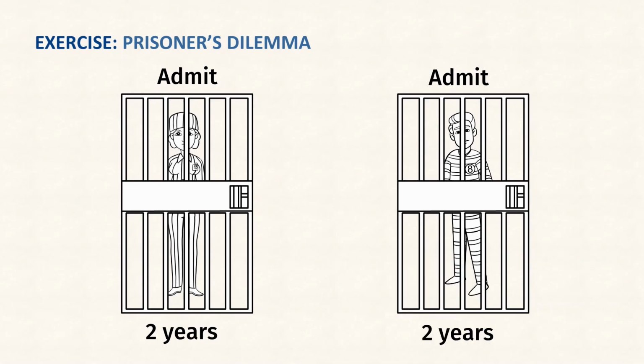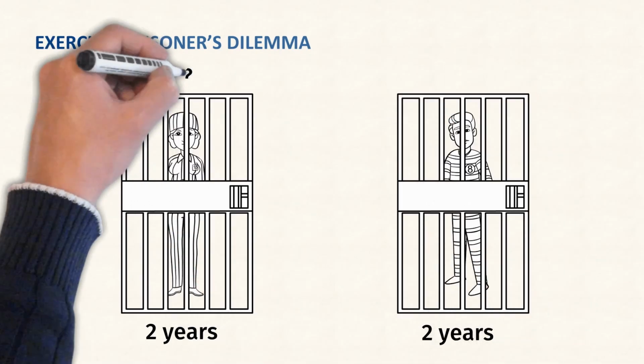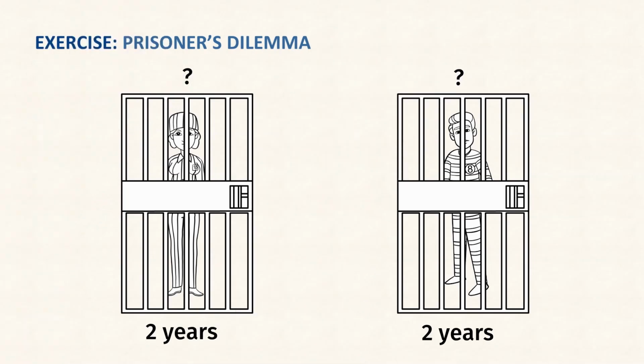Assuming that you care very little for your partner, you are an armed robber after all, what choice will you make? Will you cooperate with your partner in crime and deny your guilt, or will you betray your partner and admit your guilt? Remember, you have no idea which choice your partner will make, and you can't communicate.